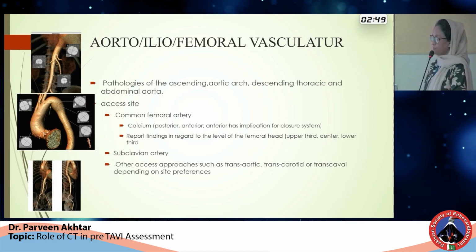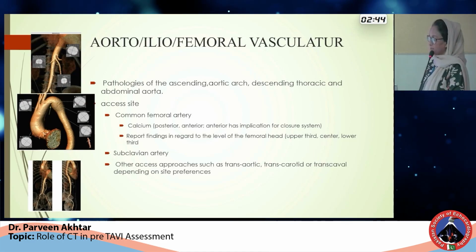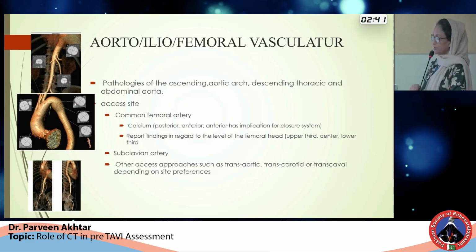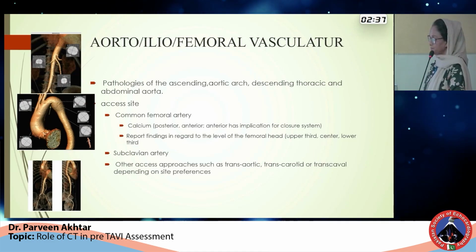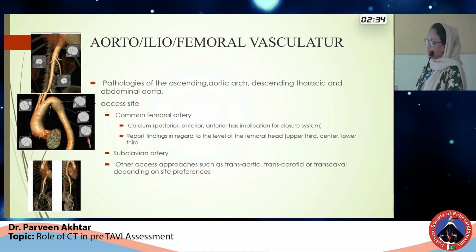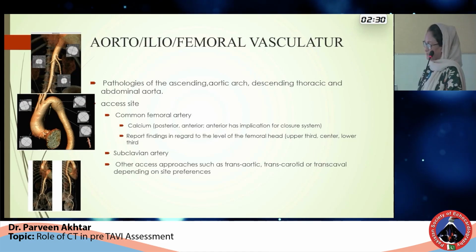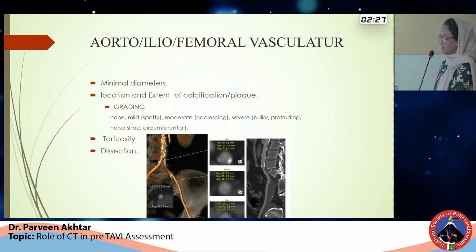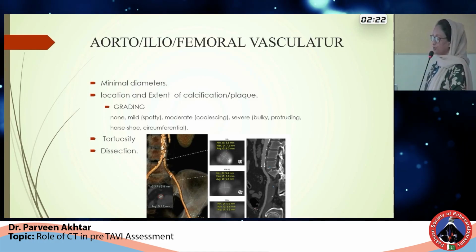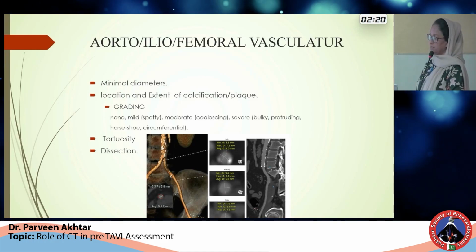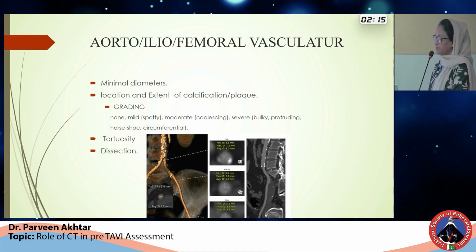And you have to mention where the division of the common femoral artery is, because you puncture before the bifurcation of the common femoral artery. So you have to mention the bifurcation in relation to the head of the femur. If you are taking the vessel size, you should mention the minimum diameter, the location and extent of the calcification, the plaque, and the grading of the calcification.